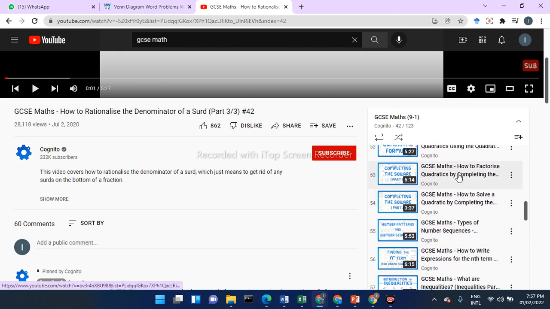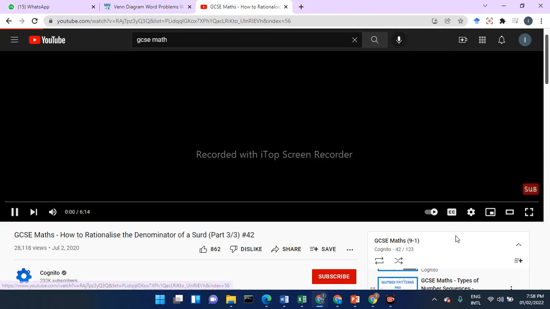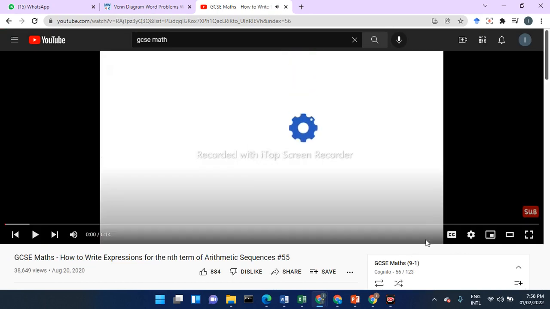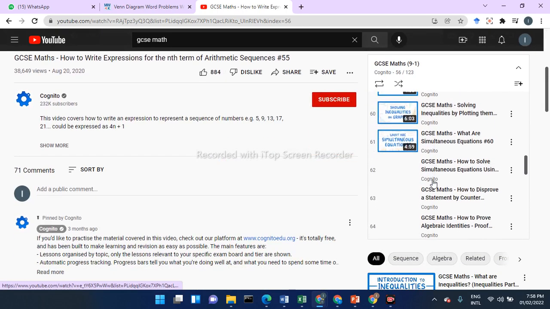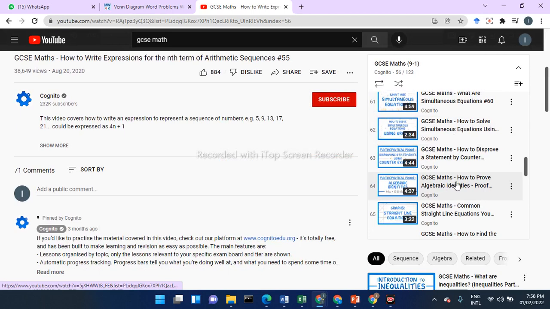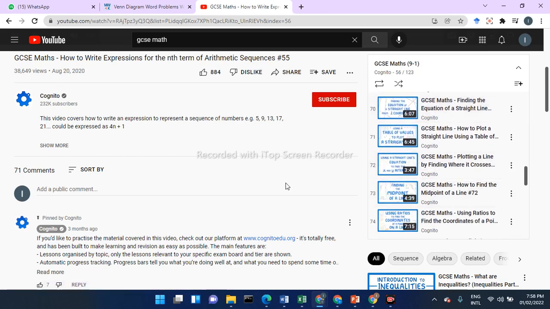Completing the square, that's not tested in the BGCSE. You don't complete the square in that exam. Finding the nth term, we don't do that. There's all different stuff, man. Simultaneous equations, mathematical proof of algebraic identities, we don't do that. Disproving statements by counterexamples, we don't do that. Yeah, there's different stuff that we don't do.